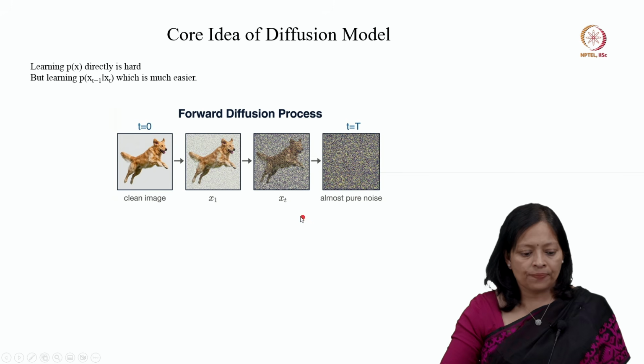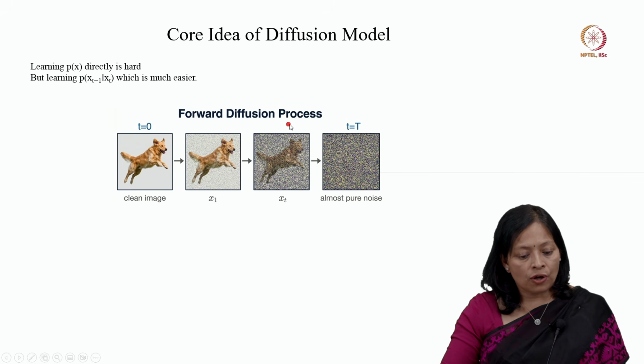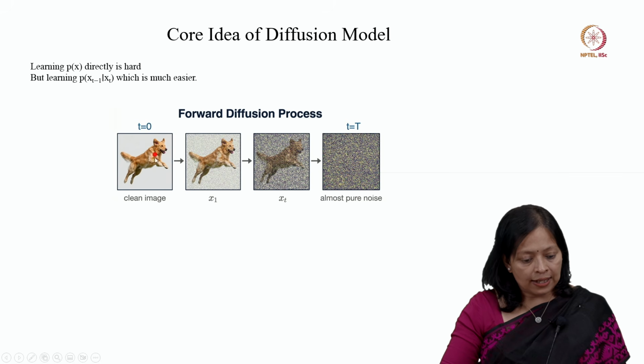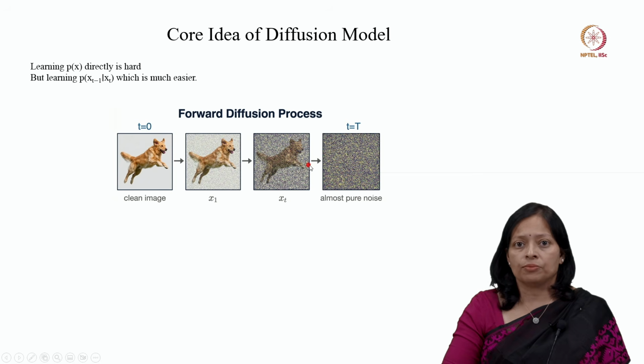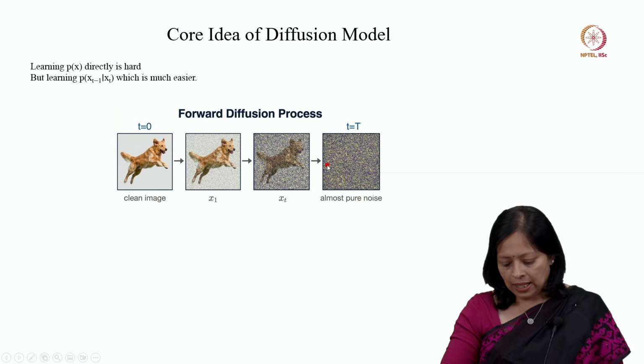So, what we do here is, in the forward diffusion process, we start from a clear image, say your x0, then x1, x2, x3 and go to x_t, and then at t equal to capital T it is almost pure noise. So, in the forward diffusion process there is no learning happening, it is just corrupting your image data.